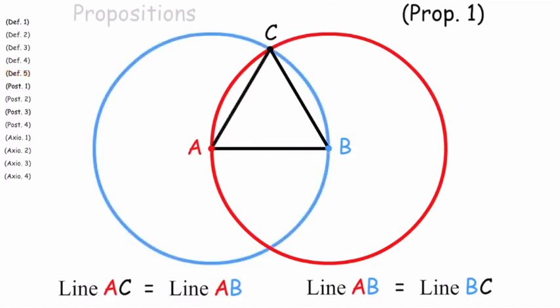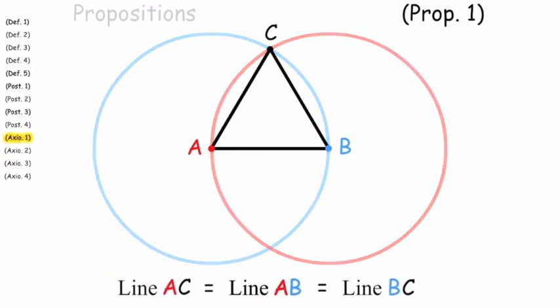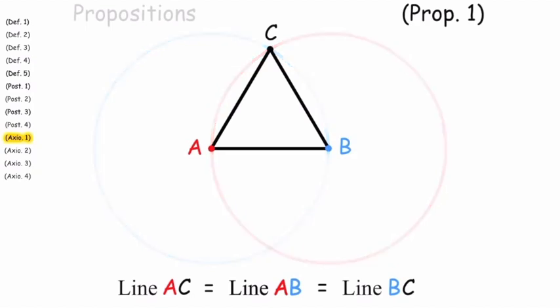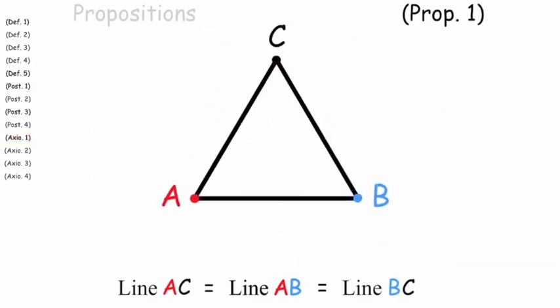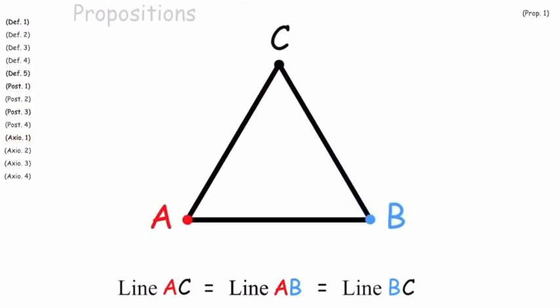So we have line AC is equal to line AB, and line AB is equal to line BC. With these two facts, we can use axiom 1 to show that all three lines are equal. So now we know for a fact that all lines are the same length, and we have created a perfect equilateral triangle.